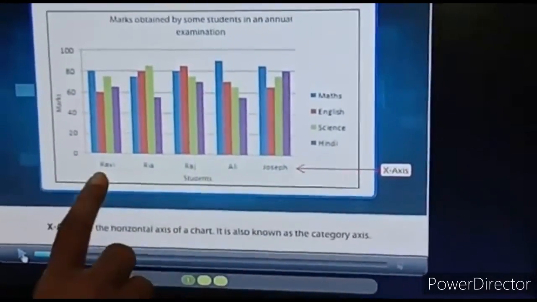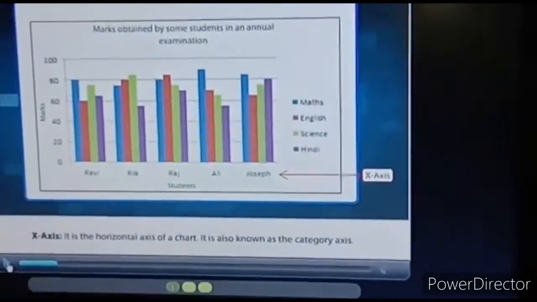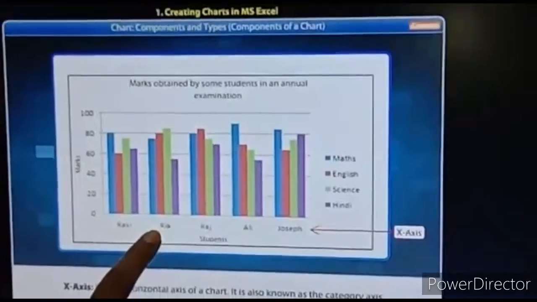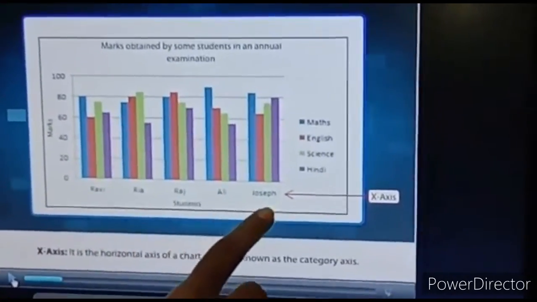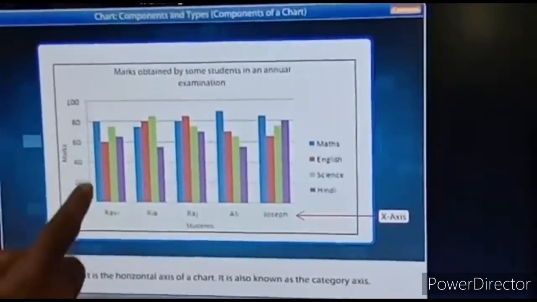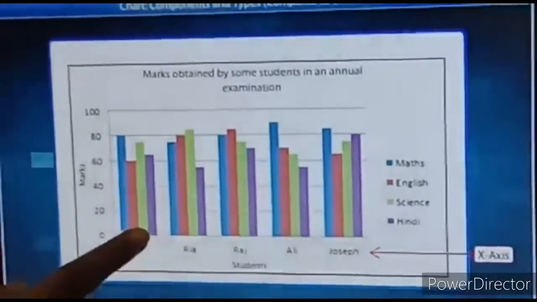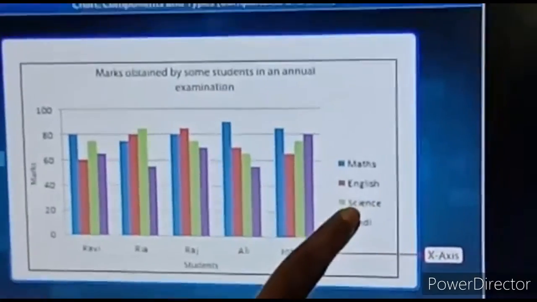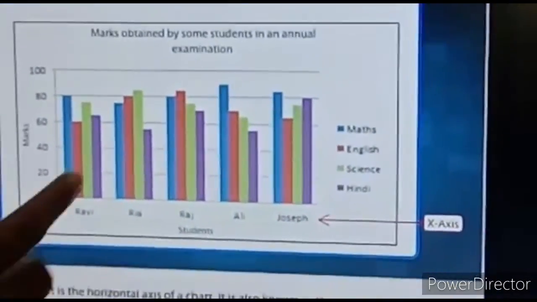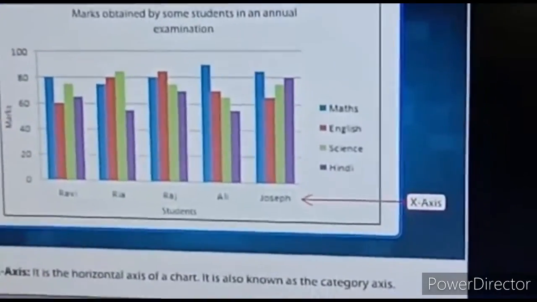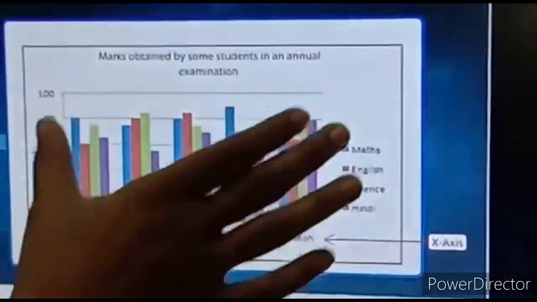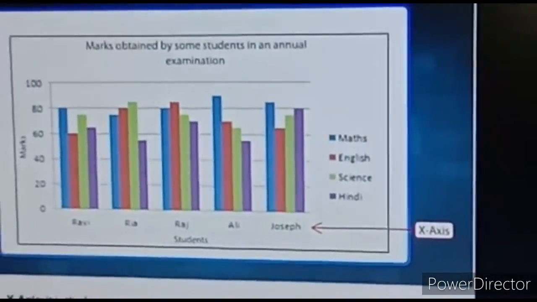Here this is the x-axis and this is the y-axis. See here, in the x-axis we have placed the names of the 5 students which we have seen in the tabular form, and these are the subjects. Hindi is represented in purple color, science in green, English in red and maths in blue. So these are the marks, 0, 20, 40, 60, 80 and 100. So this is how we represent the chart.